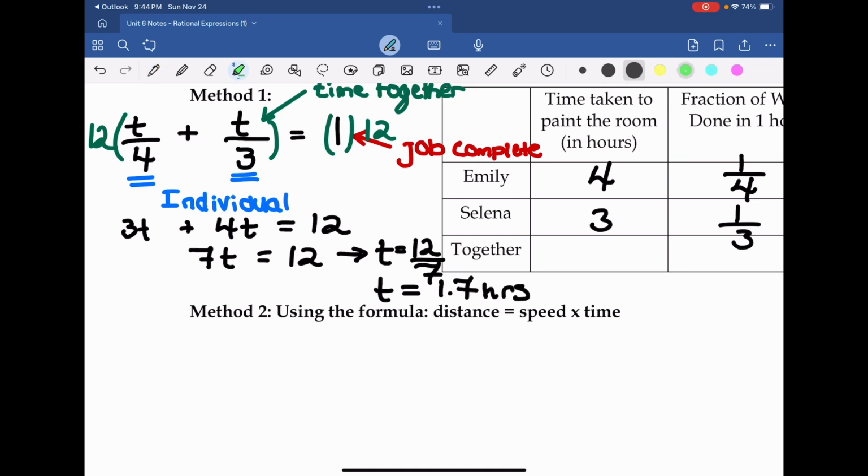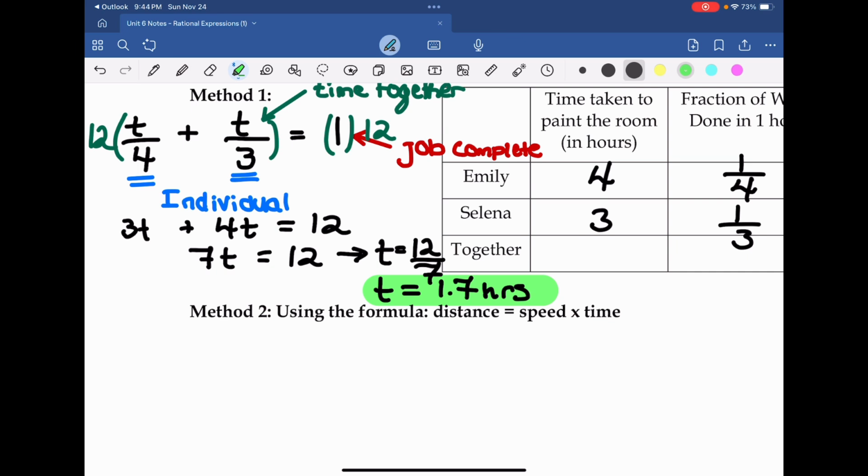And this is 1.7 hours. So this is that collective time: if they were to work together instead of working individually, it would take them 1.7 hours instead of 4 and 3. And that should make sense, right? If you work individually, it's going to take you a lot longer than it would if you were working with another person collectively. Perfect. Okay, method number 2.